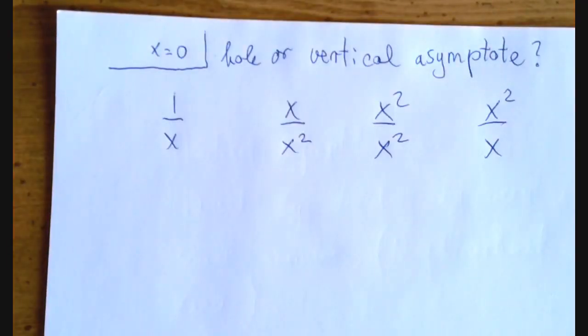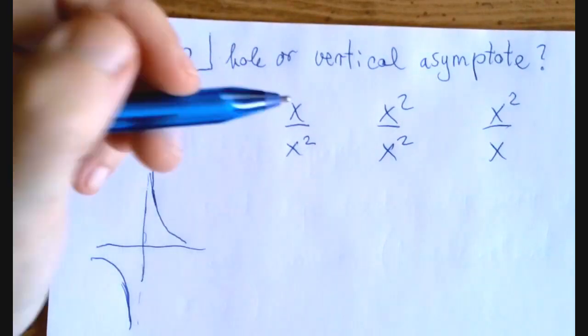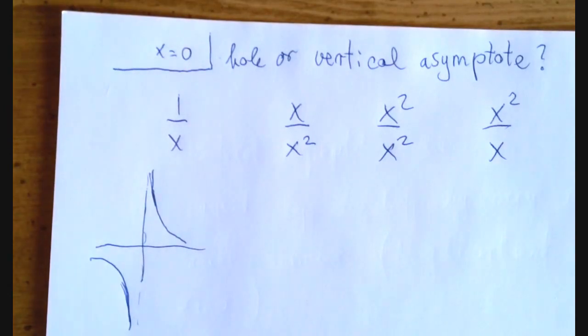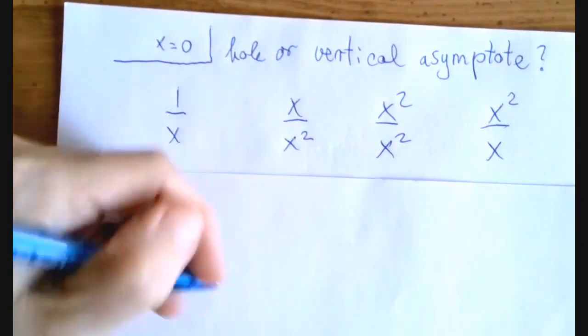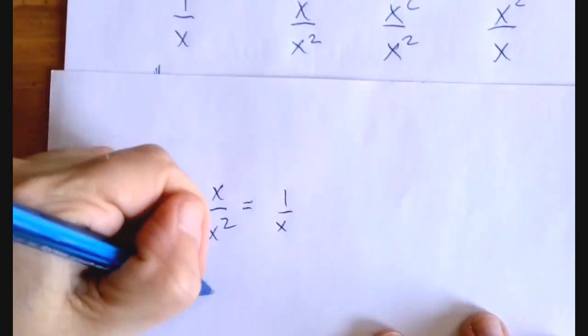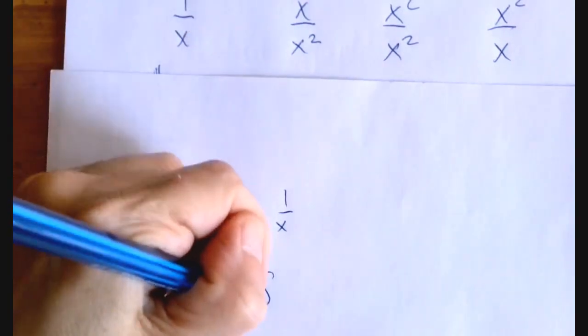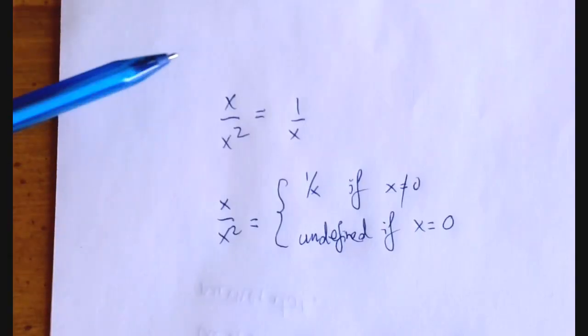Now let's look at these expressions. So 1 over x, we just went over that this is a vertical asymptote, right? Now what about this one? We can't tell right away whether it's a hole or a vertical asymptote. So let's just simplify it. We have two options here. We can say x over x squared equals 1 over x. Or we can say x over x squared equals 1 over x if x is not 0 and undefined if x is 0. So which one should we use?